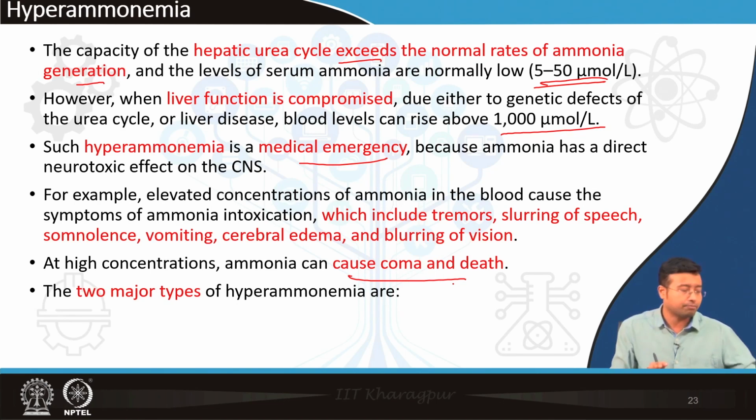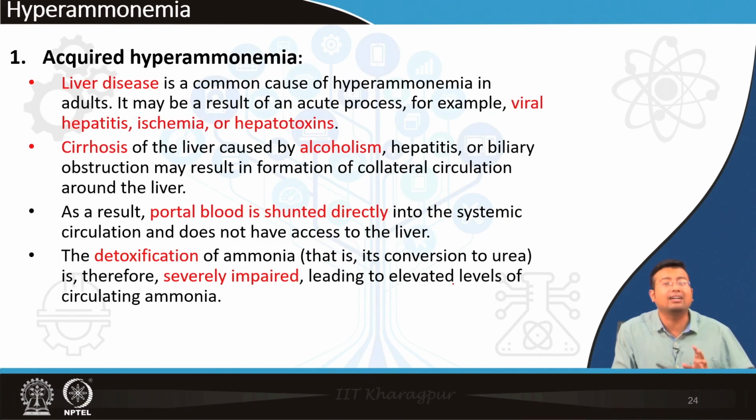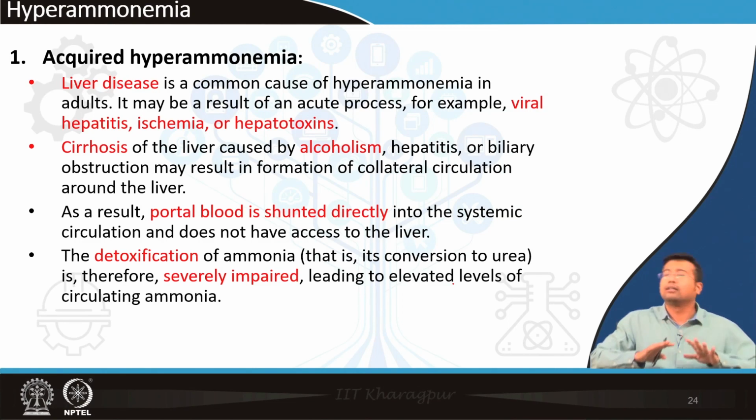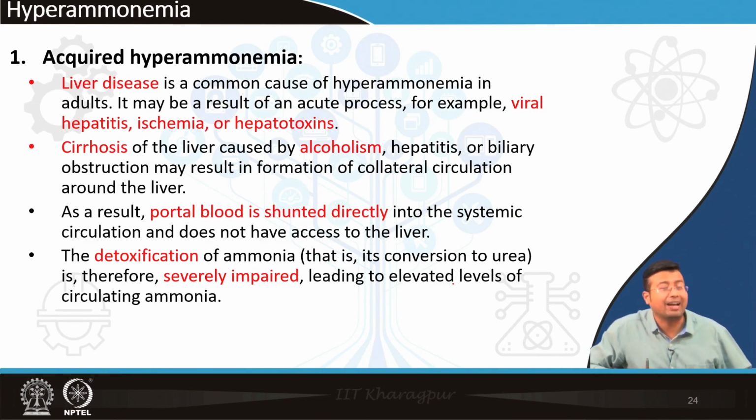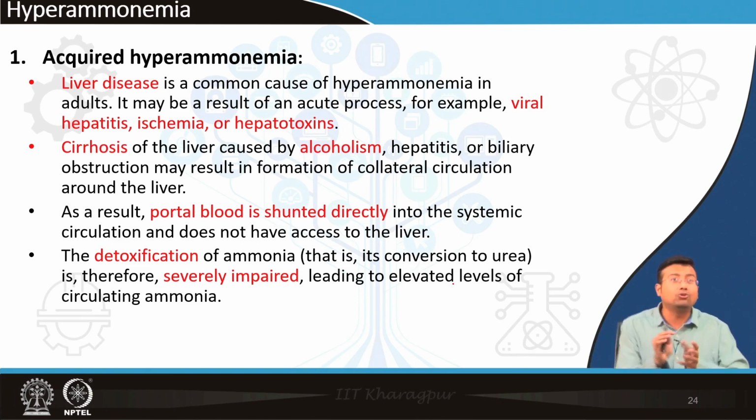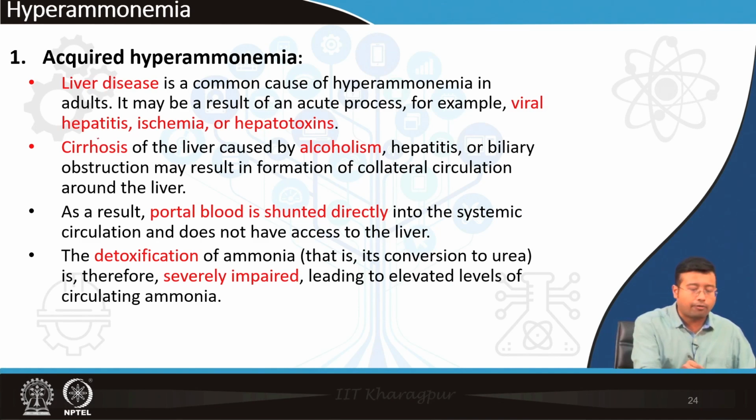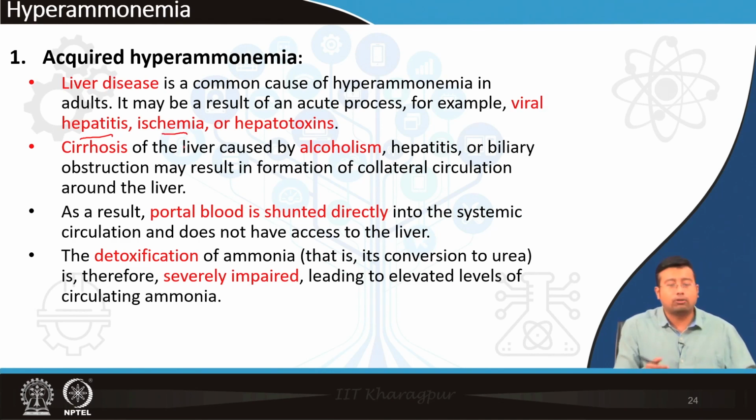So generally two major types of hyperammonemia, that is a condition where there is high ammonia, have been identified. Number one is acquired hyperammonemia, that is, normally I am walking, talking fine, suddenly I develop hyperammonemia. It can happen. It means one day, due to some reason, I have got a liver problem in the form of hepatitis virus, in the form of ischemia, a loss of blood supply to the liver, or some toxin, some drug or poison that is affecting my liver.